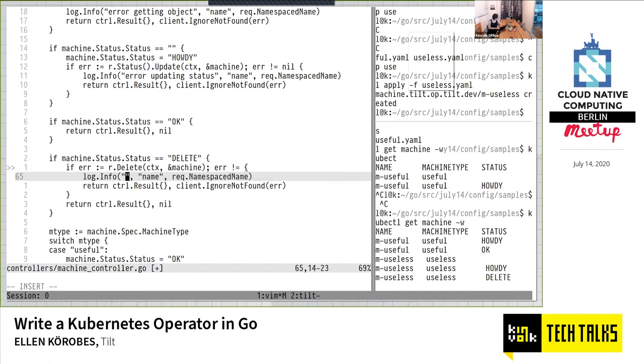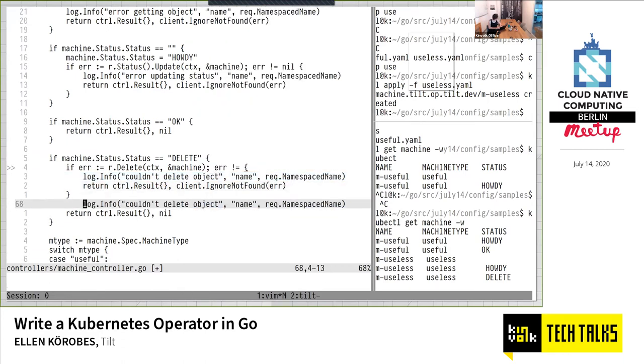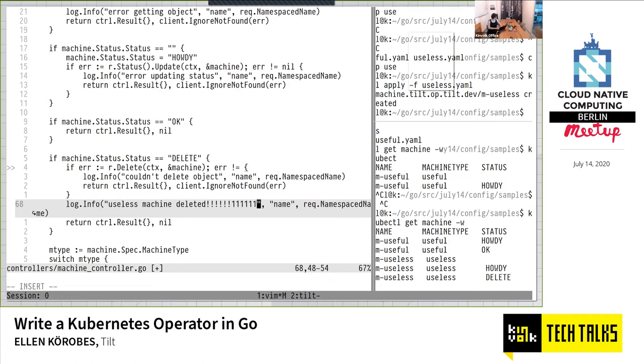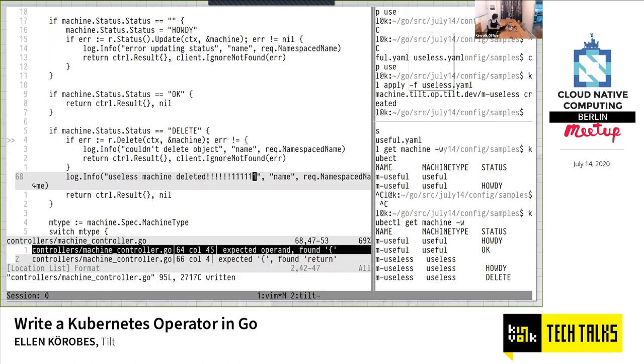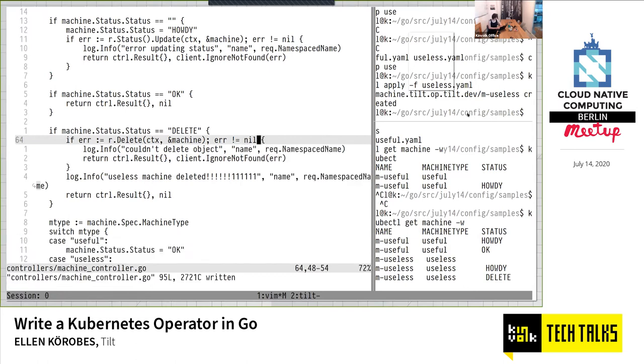And here the error is going to be couldn't delete object. But if we do delete the machine, then we're going to make a fuss here, because that's the whole thing we want to do. So, useless machine deleted, exclamation marks. Okay, and I messed something up again. What did I mess up? Line 64. Oh yeah. Okay.